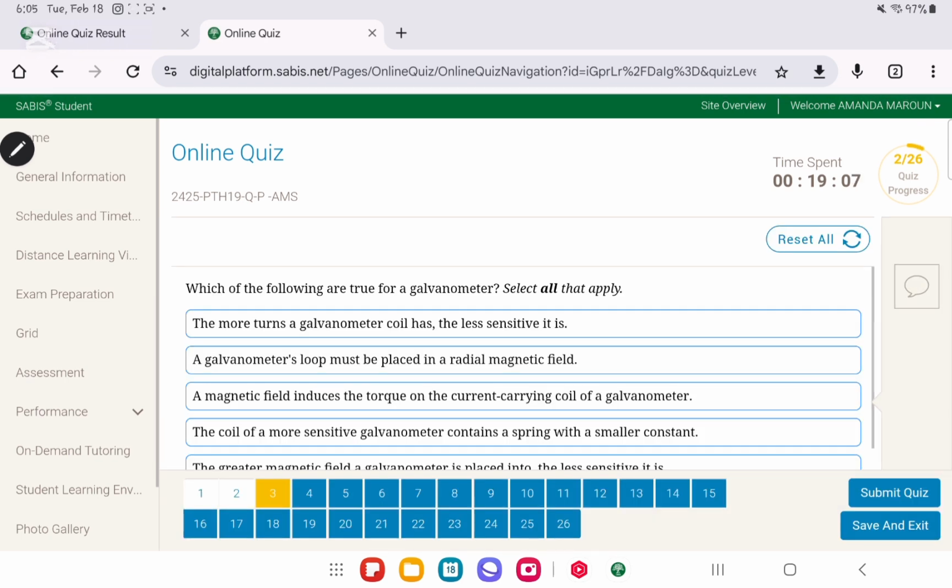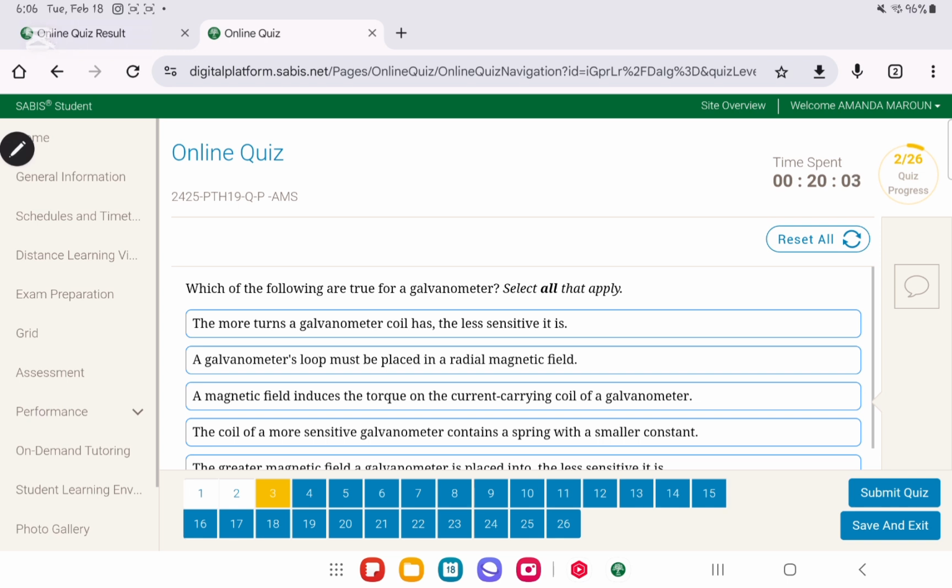We move on to question number 3. They ask which of the following are true for a galvanometer. What you need to know is that the more turns a galvanometer has, the more sensitive it is. The galvanometer's loop is placed in a radial magnetic field. The magnetic field will cause a rotating motion, which we call a torque, on the current carrying coil of a galvanometer.